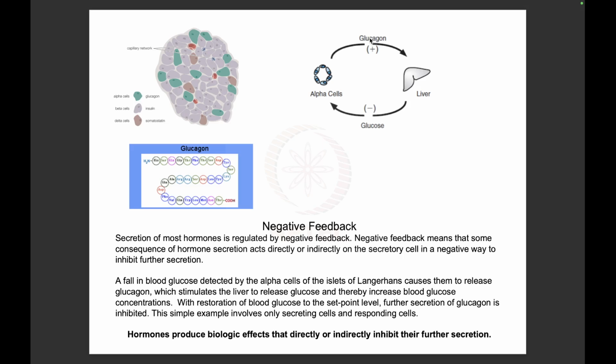Sorry, it was the opposite effect. The effect of glucagon on the liver is to increase the glucose concentration, to break the glycogen to glucose. So with restoration of blood glucose to the set point level, further secretion of glucagon is inhibited, and this simple example involves only secreting cells and responding cells.